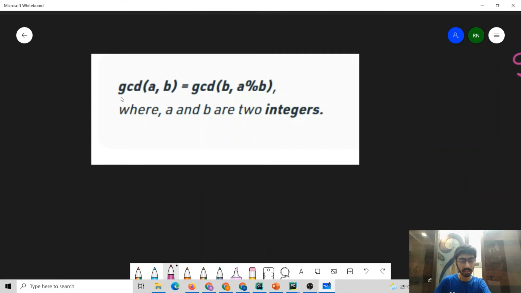In simple words, this is Euclid's GCD algorithm. That is, GCD of a comma b is equal to GCD of b comma a mod b. We can use a recursive function to find the GCD. But then what will be our base case? Our base case can be that when b is equal to 0, we return a.